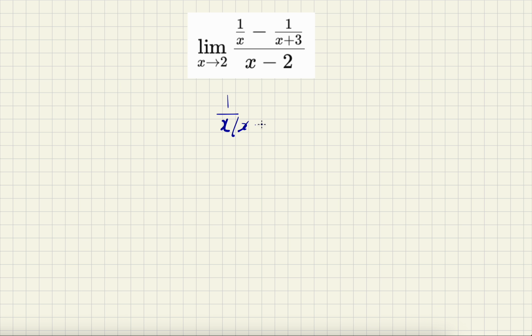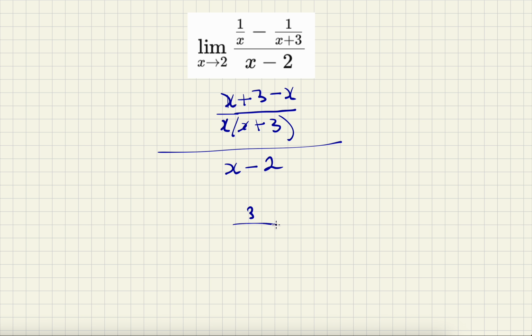So we can write x times x plus 3, and we get x plus 3 minus x. And never forget the original denominator, which is x minus 2 in this case. And so now we can simplify this a little. We get x minus x, which is 0, and we get 3 over x times x plus 3, times x minus 2, right?